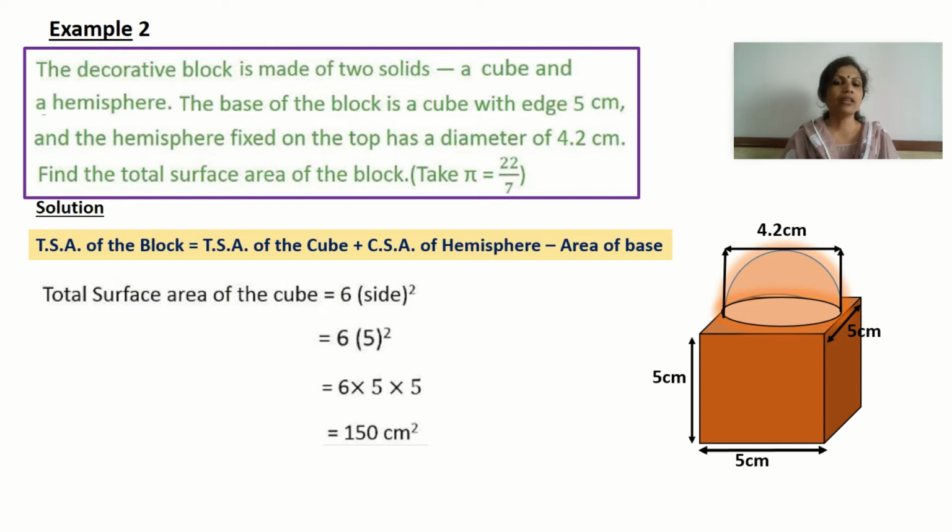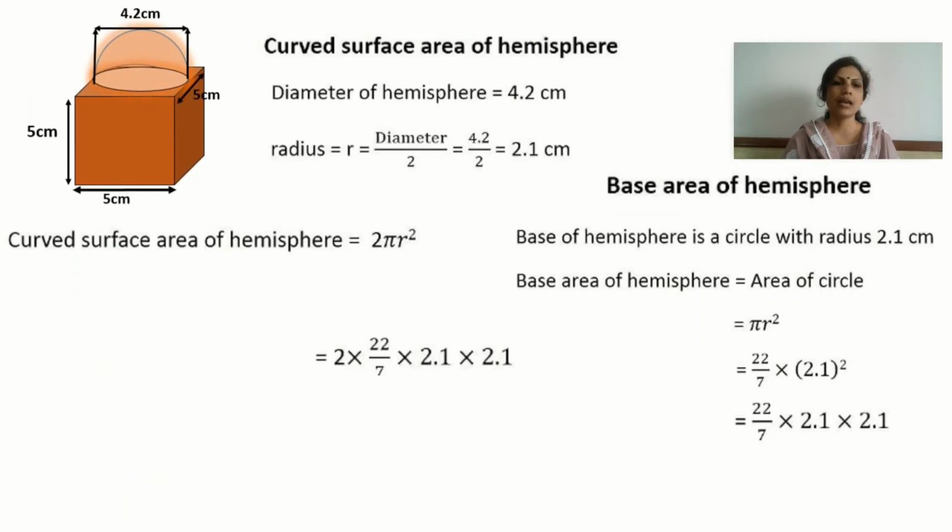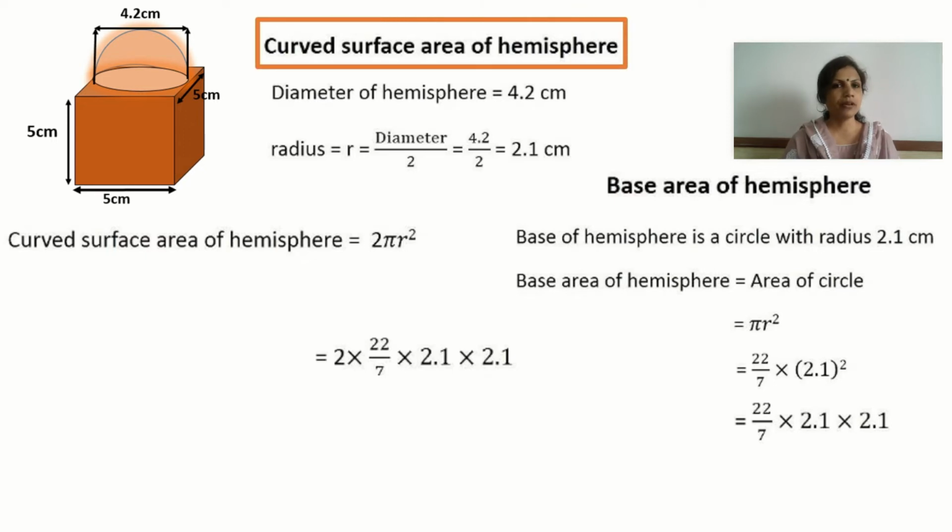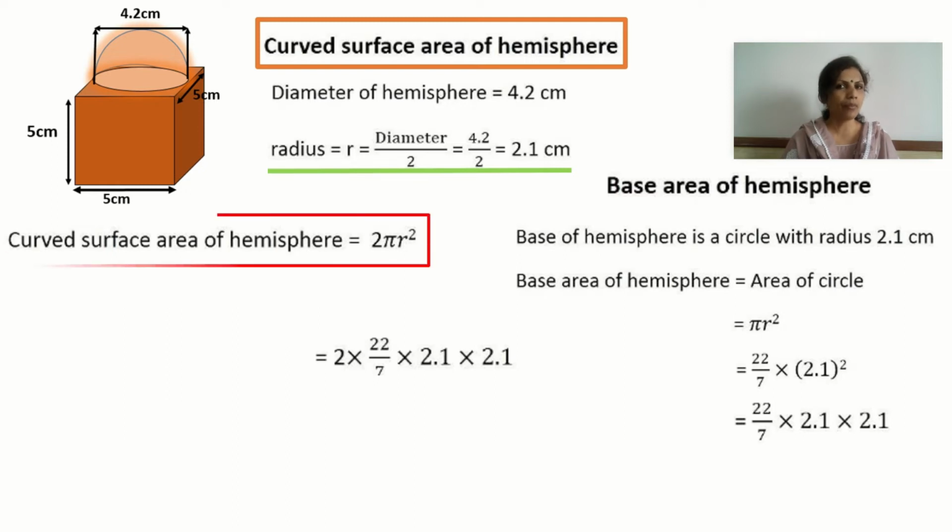Let's now find out the curved surface area of the hemisphere. Now to find the curved surface area of the hemisphere, we are given the diameter of the hemisphere, which is 4.2 centimeter, and from this we can find out the radius of the hemisphere, which is equal to 2.1 centimeter, which is half of the diameter. Now our formula to find the curved surface area of a hemisphere is 2 pi r square. Let us substitute the values. 2 into 22 upon 7 into 2.1 the whole square.